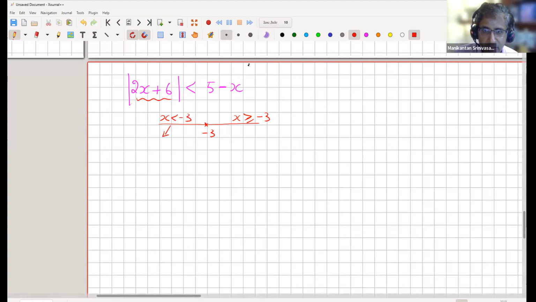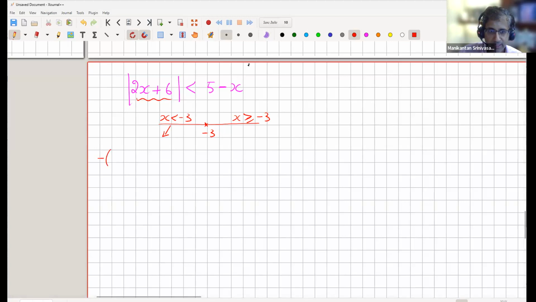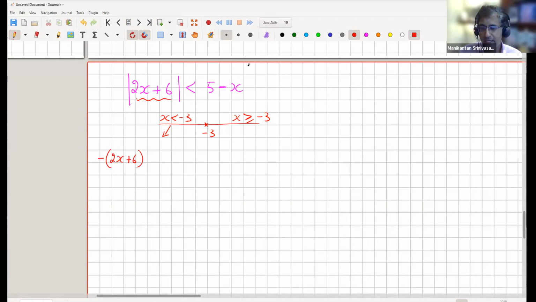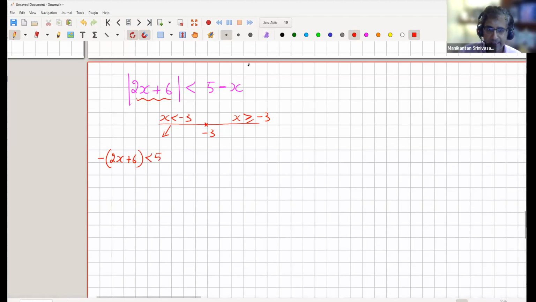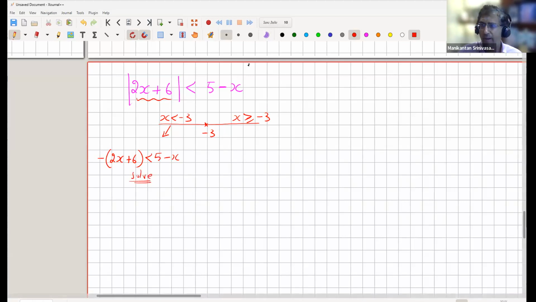So in this region, x is less than minus 3, then 2x plus 6 is negative, right? 2x plus 6 is negative, which means what is the absolute value of a negative number? It's the negative of that negative number. So as far as this region is concerned, the absolute value is just 2x plus 6 with a negative sign. Ananya, are you with me? Right? It is less than 5 minus x. And we know how to solve this. There's no absolute value, just solve it directly.